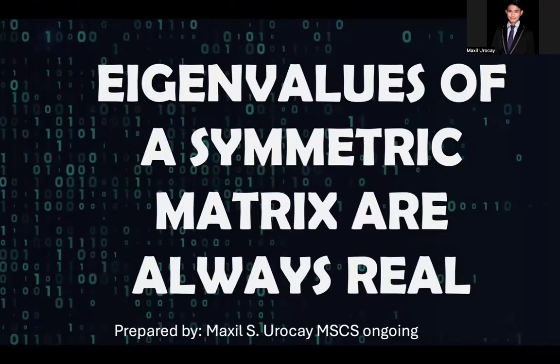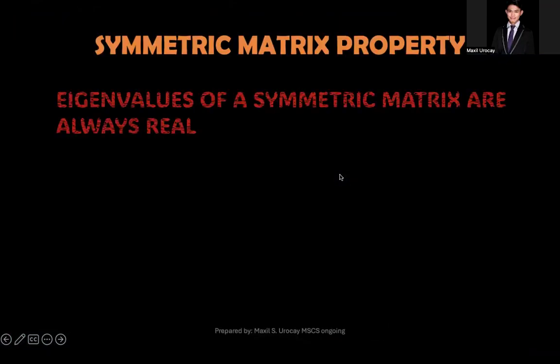Okay, this will be the last topic: the eigenvalues of a symmetric matrix are always real. A matrix A is symmetric if the transpose of A is equal to A. We want to show that all its eigenvalues are real.